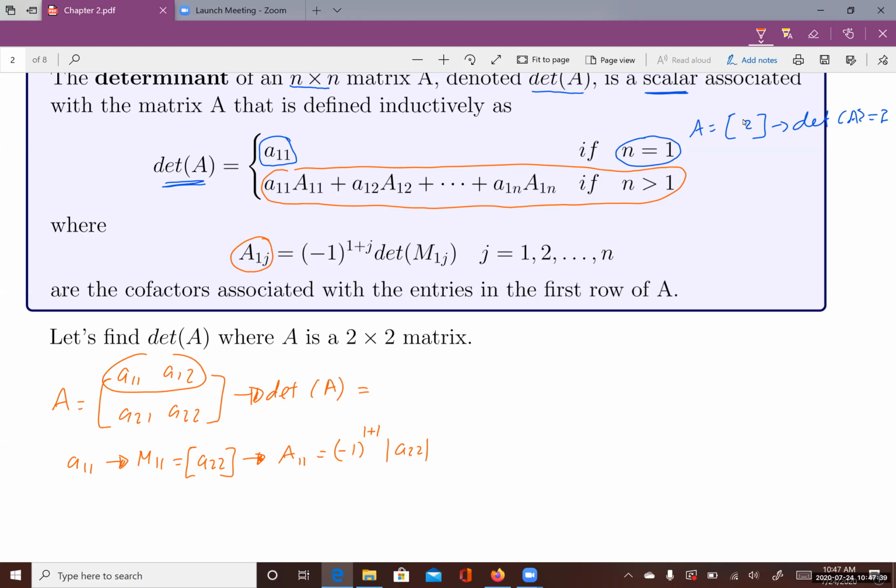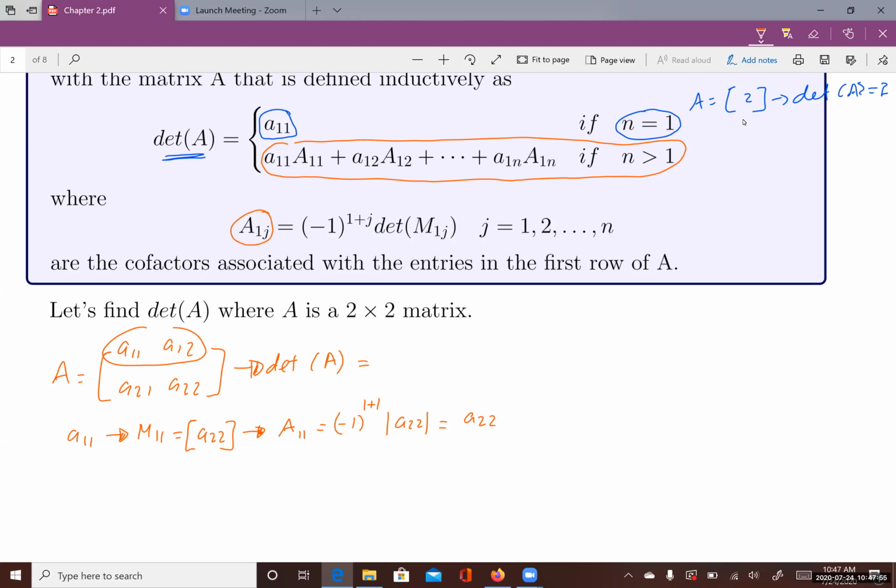And this is a singleton, the square matrix when n equals 1, so the determinant is going to be itself. So it's (-1) squared, which is just 1, so it's A22. How about the second entry of the first row, A12? M12 equals A21. So the cofactor A12 equals (-1) to the 1 plus 2, multiplied by the determinant of A21, which is (-1) cubed, which is -1, times A21.